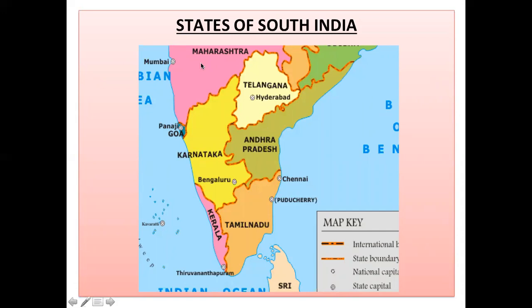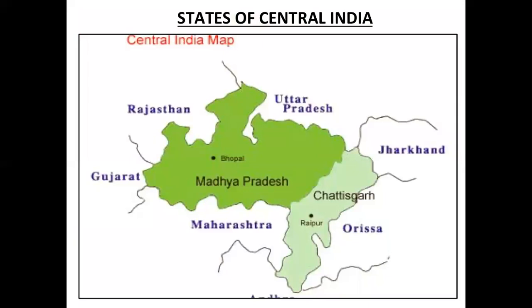So you see the first one, Maharashtra, Goa, Karnataka, Kerala, Tamil Nadu, Andhra Pradesh, and Telangana. These are the states of South India. Now we go to Central India, the states of Central India.